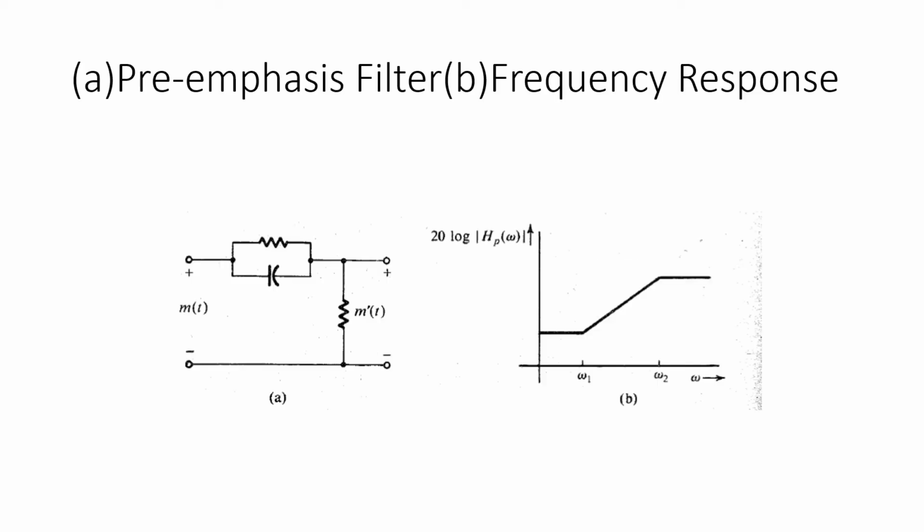This is the circuit for a pre-emphasis filter and its frequency response. These pre-emphasis filters are nothing but RC circuits. The input is m(t), that is the information signal, and the output is m'(t), where the frequencies above 2.1 kHz have been boosted. These pre-emphasis filters are acting as differentiators. In the frequency response, we can see that the frequencies from ω1 to ω2 have been boosted.